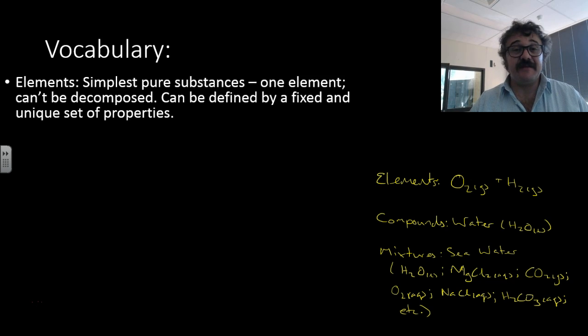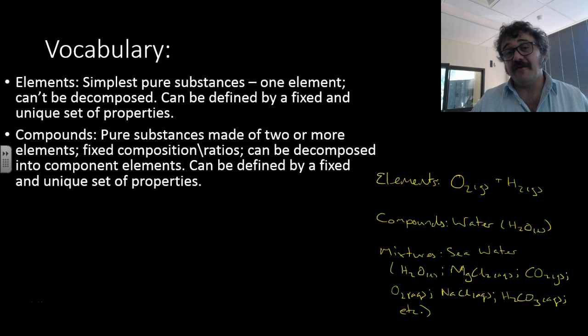So an element is the simplest of the pure substances. There's only one element in there, and it can't be decomposed. It can be defined by a fixed and unique set of properties. In other words, the properties of helium don't change. They are what helium's properties are, and there is no other element with the same properties.